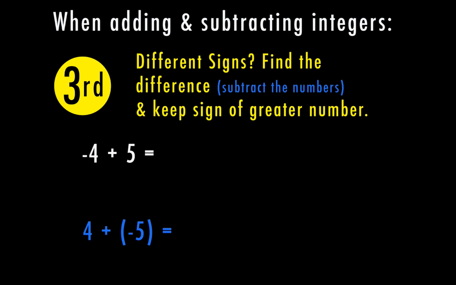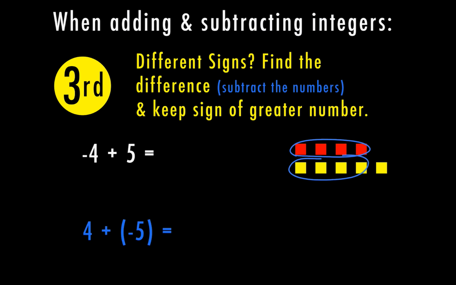So let's go back and use the tiles again to represent this. So I have 4 red tiles for negative 4, and 5 yellow tiles for positive 5. Well, if you know about negatives and positives, we know that negative 1 and positive 1 are opposites, which means they cancel out to 0. So if I have 4 red tiles and 4 yellow tiles, those are going to cancel out to make 0. And then my remaining tile is my answer, which is a positive 1 because it's a yellow tile.